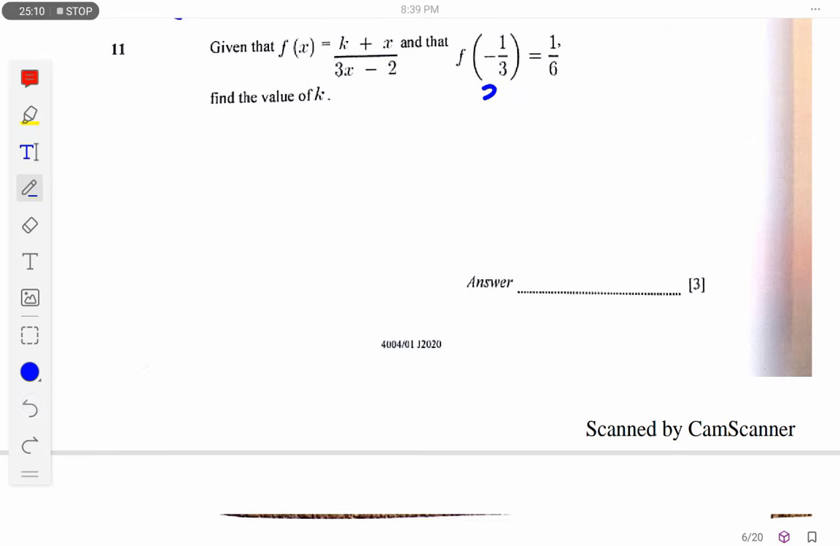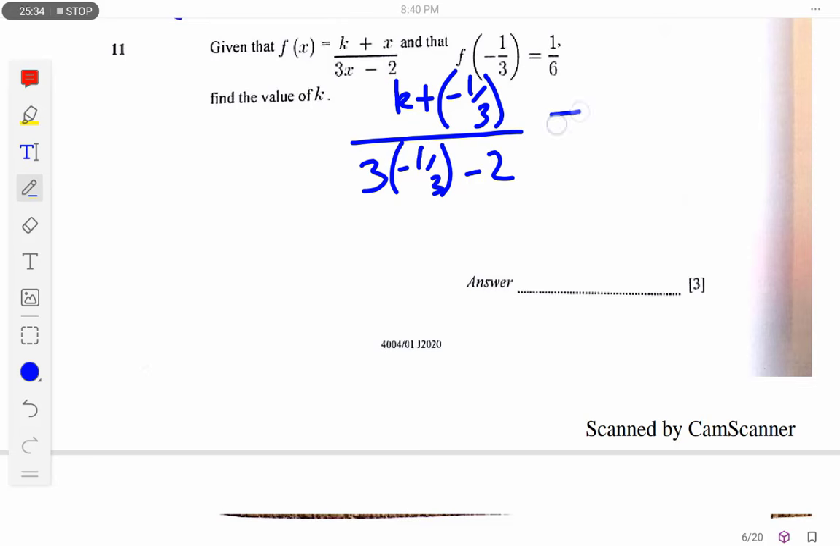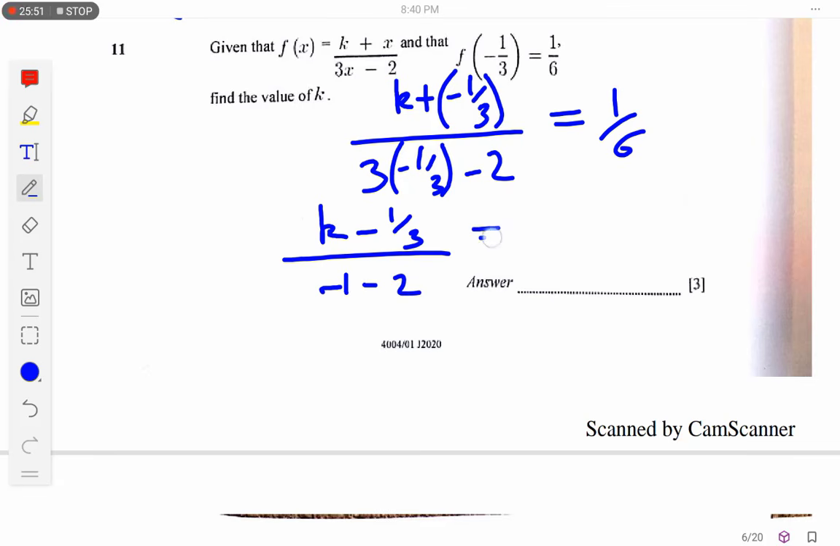Let's do that. So we will have f of minus 1 over 3. We said f of this is going to be k plus minus 1 over 3, all over 3 times minus 1 over 3 minus 2, is equal to 1 over 6, like that. Now it's a matter of solving. Okay, so here I'll get k minus 1 over 3, all over 3 times minus 1, and minus 2 there, is equal to 1 over 6.